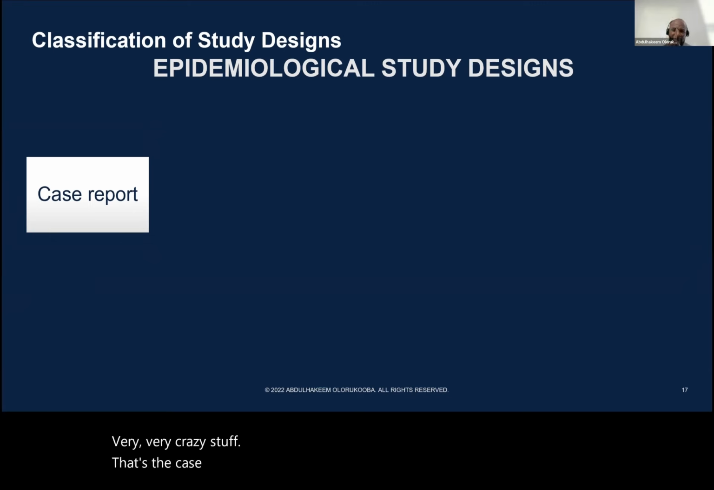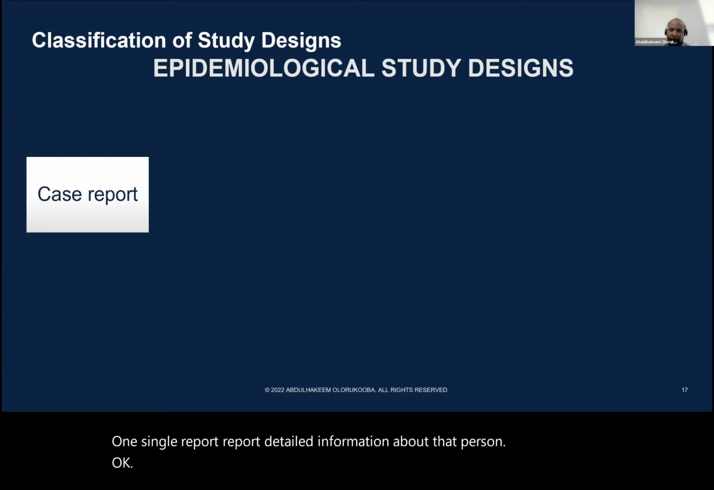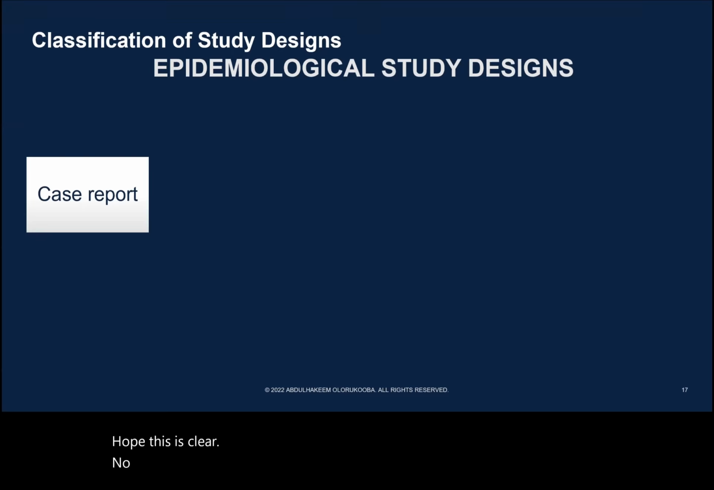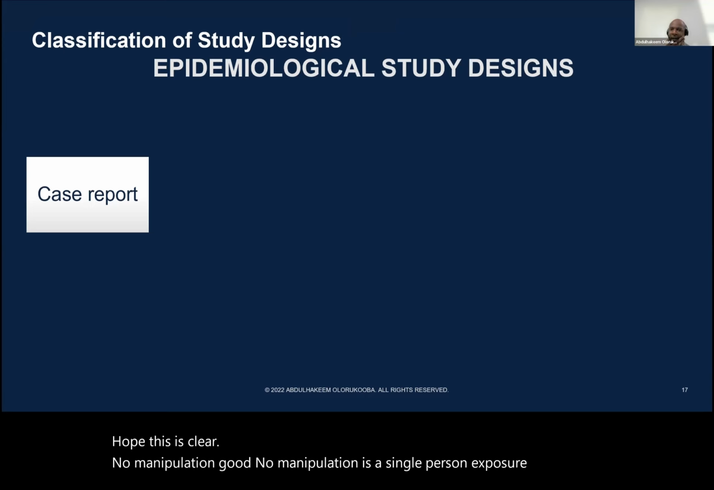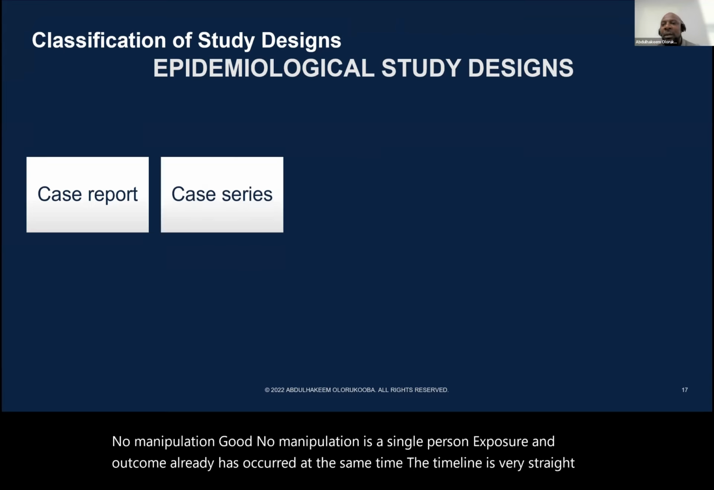One single individual, one single report, but detailed information about that person. Okay? I hope this is clear. No manipulation. Good. No manipulation. It is a single person. Exposure and outcome have already occurred at the same time. The timeline is very straight. We understand the timeline. The next one is case series.